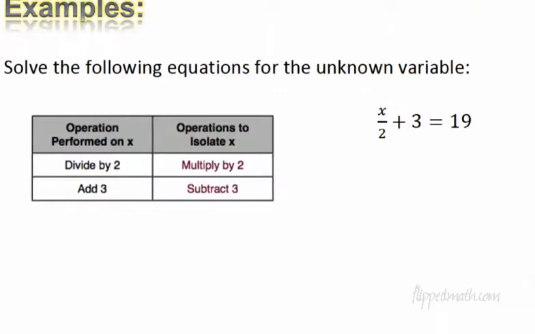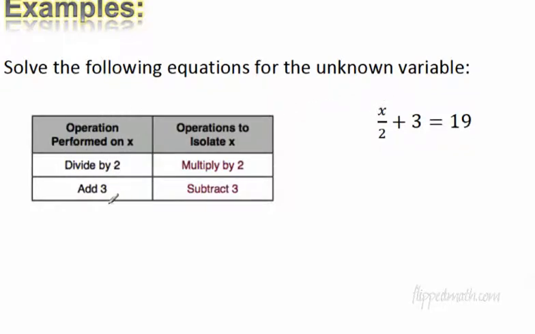All right, let's look at our first example. Here's how we're going to do it. I always tell my students to think of an equation like building a car. You have several steps, and if you want to take the car apart, you have to undo everything in the opposite order. So we have a little table here.